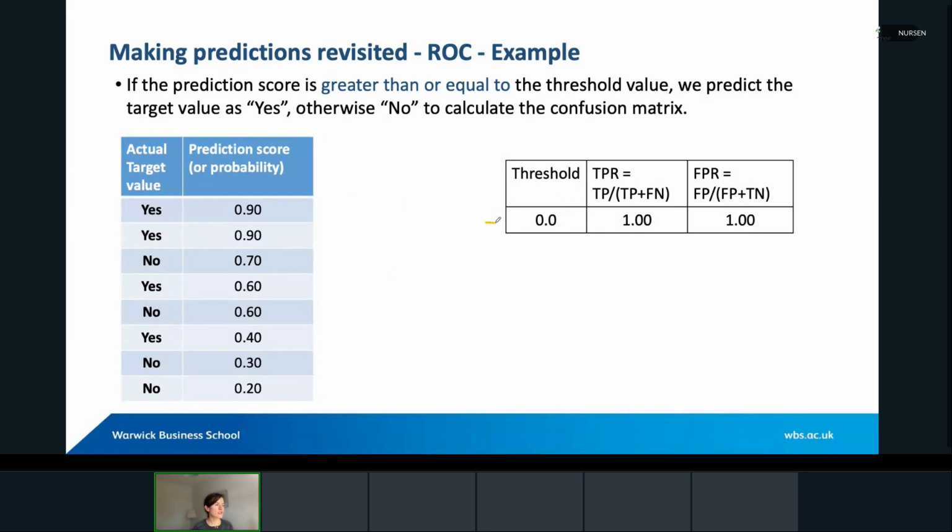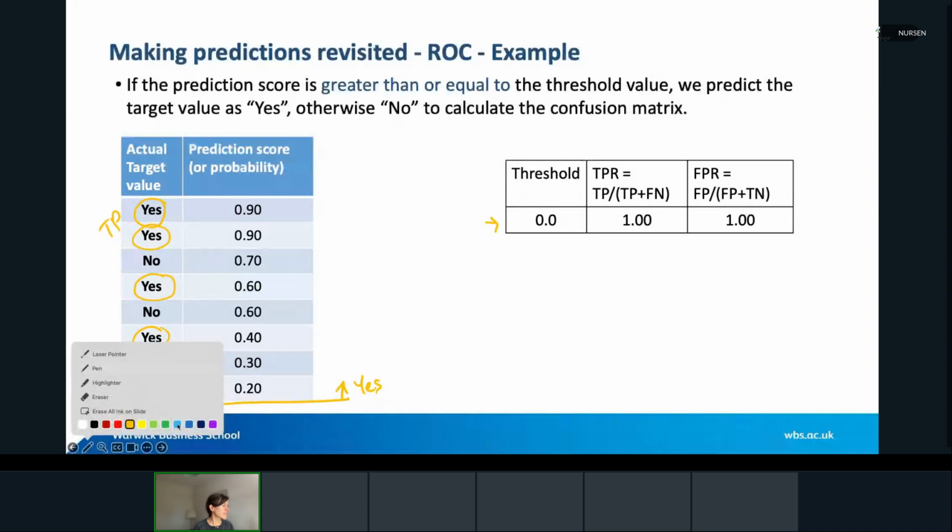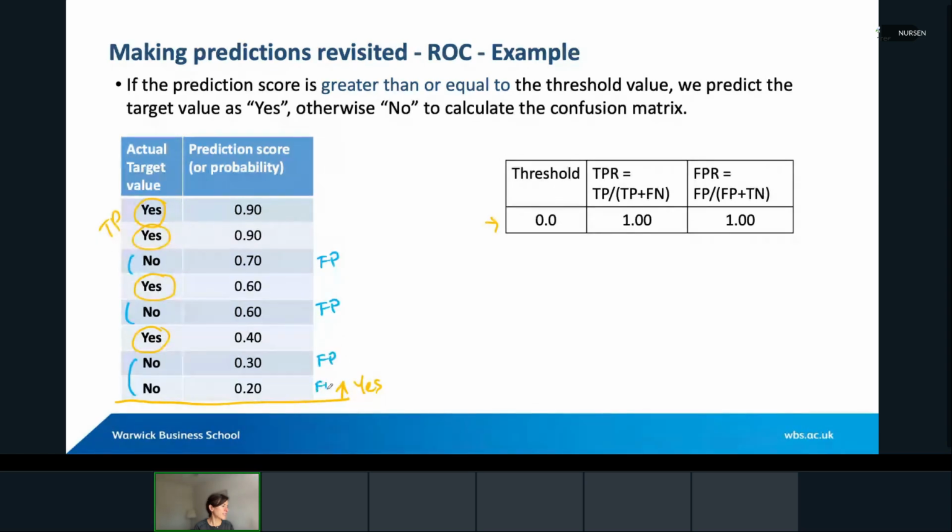We start with threshold 0. That means we are predicting everyone as a responder. As I mentioned, I am predicting you all as responders. So we have a line here, and everything above this line will be predicted as a responder, as a yes case. If I predict everyone as a yes case, I'm going to cover all yes cases correctly. So these are all true positives. But then I'm going to make mistakes for all of these no cases, and these will be all false positives. I raise the alarm for these cases.